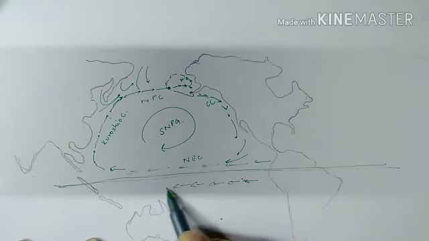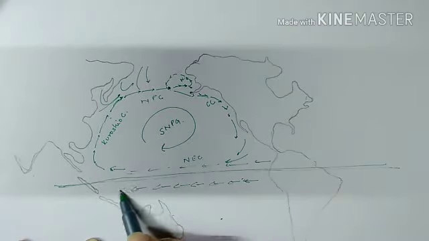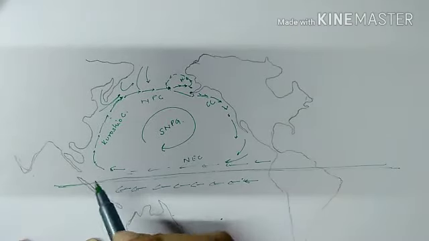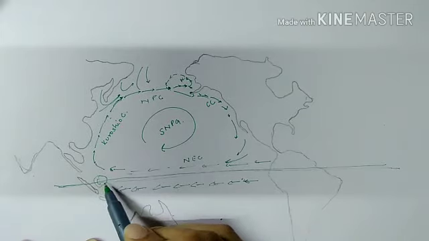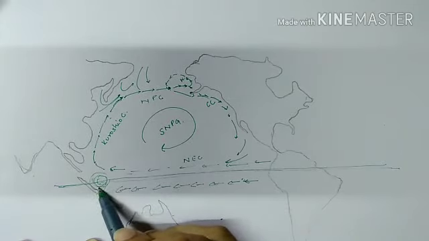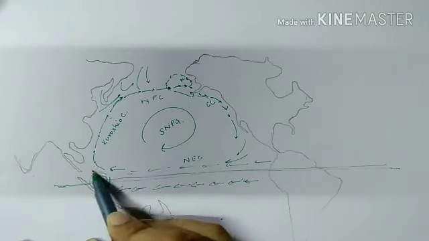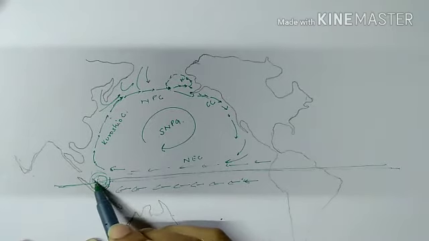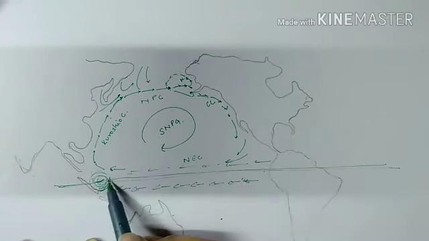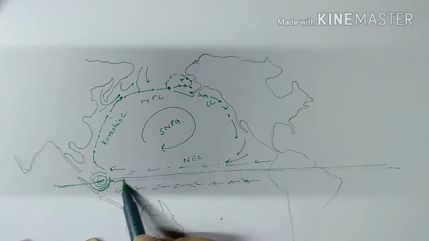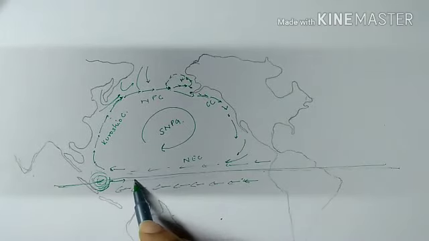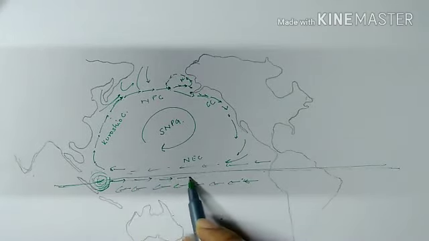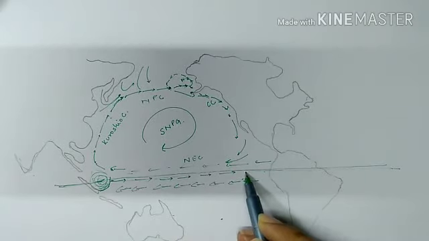Now this North Equatorial current and South Equatorial current accumulate a huge amount of water, and this accumulated water generates a gradient or a slope between these two coasts, and the water starts flowing from the Asian coast towards the American coast, and this counter current is known as the counter equatorial current.